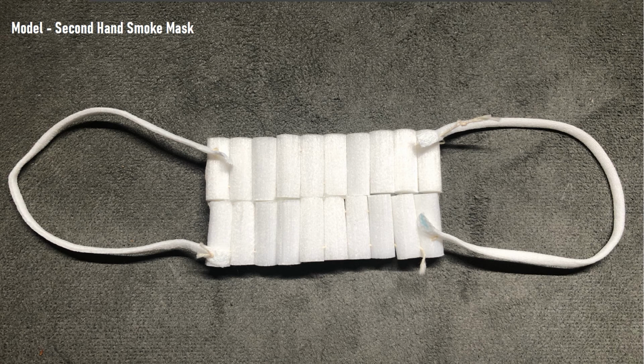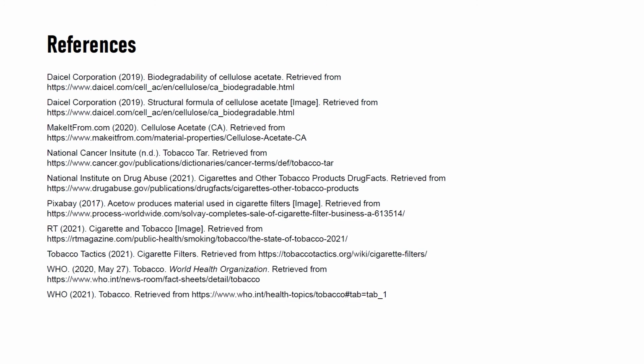This is the model. First, connect the first row of cigarette filters by sewing. Second, get the second row ready. Third, attach the two rows with EVA hot glue. And last, attach two elastic cords by sewing. And this is the reference.